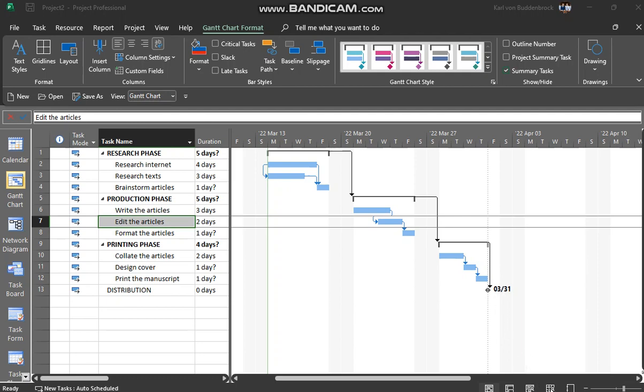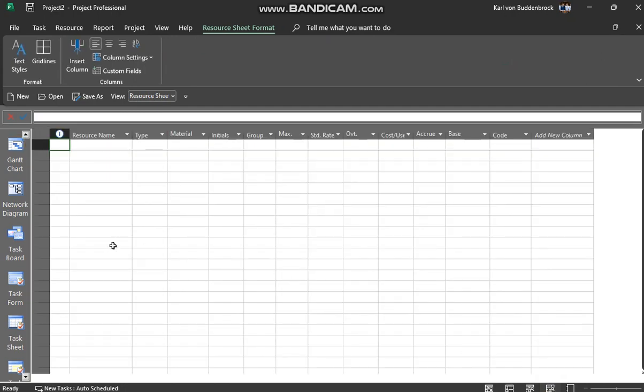So I'll go now to the resource sheet, which by the way can be accessed easily here, or it can be accessed further here. Okay, go to the resource sheet, and here I'm just going to add three or four resources. Let's do five. We'll do a couple of work resources and a couple of material resources.